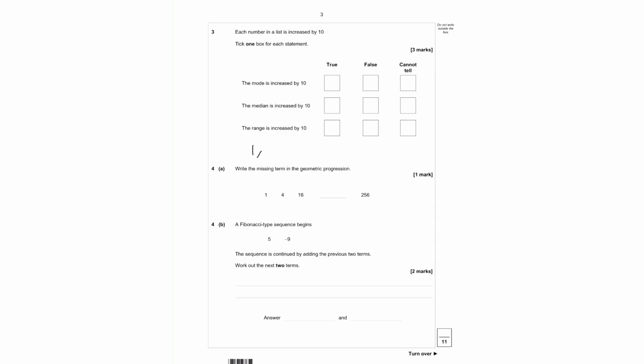So let's say we have 1, 3, 5, 8, 9, 10, 10, 11. So what would the mode be in this list? Well, the mode is just the most common number, right? So it's going to be 10. So if each number in the list is increased by 10, so 1 becomes 11, 3 becomes 13, and so on and so on, the mode is now going to become 20, isn't it? So the mode went from being 10 to being 20. So in this case, the mode is increased by 10.